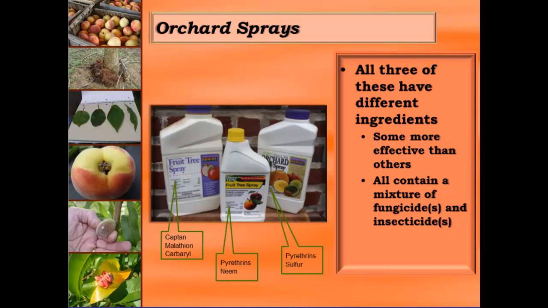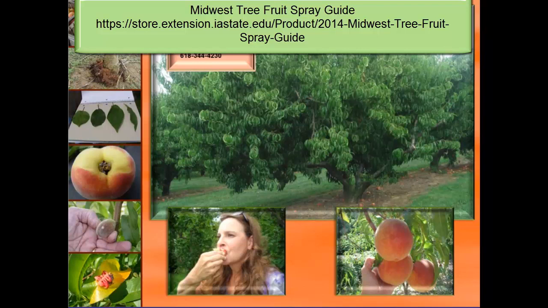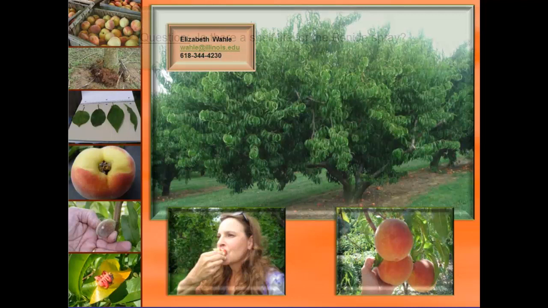So one of the benefits of this is it's already pre-mixed. All you need to do is put it in the sprayer and add water, and it does pretty good on controlling both insects and disease on those. So those are also options. Instead of buying each component individually, you have options with tree fruit or orchard spray. On that, again, I remind you, if you're using commercial products to see beyond what I talked about today, you can go to the Midwest Tree Fruit Spray Guide, which is available on the web.